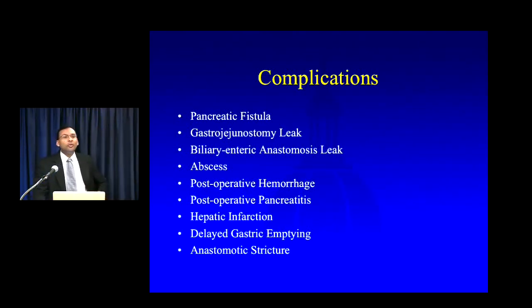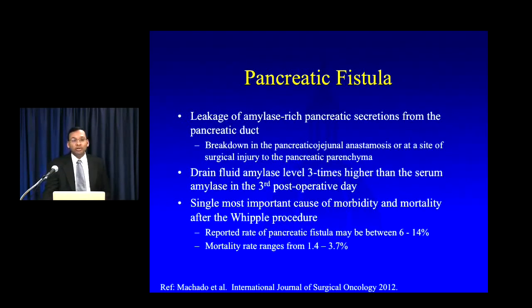So now that we know what normal looks like, let's talk about some of the complications that you should be looking for and how exactly you can help guide the treatment of these complications. Now, by far, the most important complication that you need to be cognizant of is pancreatic fistula, which is a kind of fancy surgical term for a pancreatic leak. It represents breakdown either of the pancreatic-jejunal anastomosis or a site of surgical injury in the pancreatic parenchyma, resulting in leakage of amylase-rich pancreatic secretions from the pancreatic duct.